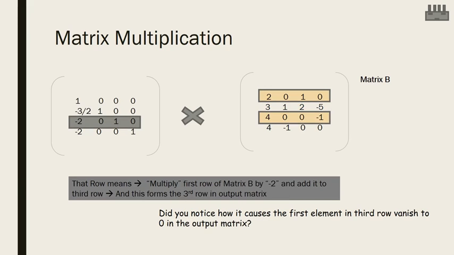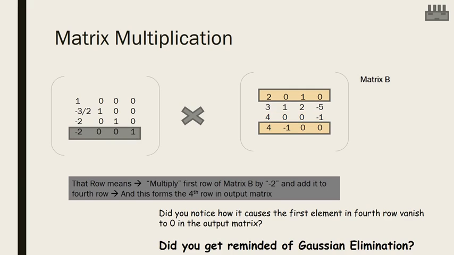Just look at this. It just says take minus 2 weighted first row in matrix B and a simple third row in matrix B without any weighting, just a unit weight, and add them together. And this will form the third row in the output matrix. And again, you can see that it eliminates the first element in the first column of the resultant row, right? So this is again the same thing.